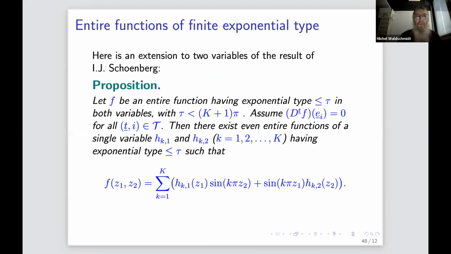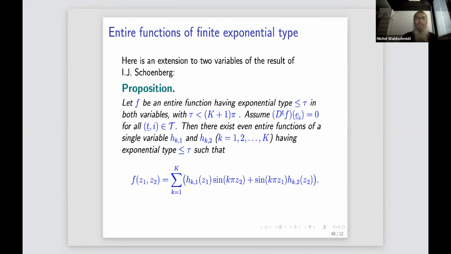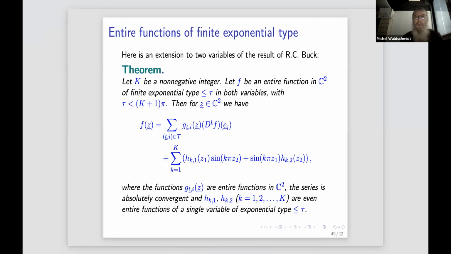And for functions of finite exponential type, we have a unicity result, which is the analog of the result of Schoenberg, and it works essentially the same, apart from the fact that we do not have a constant here. We have entire functions of a single variable of exponential type less than tau. And then we have an expansion, which is the generalization of the result of Buck.